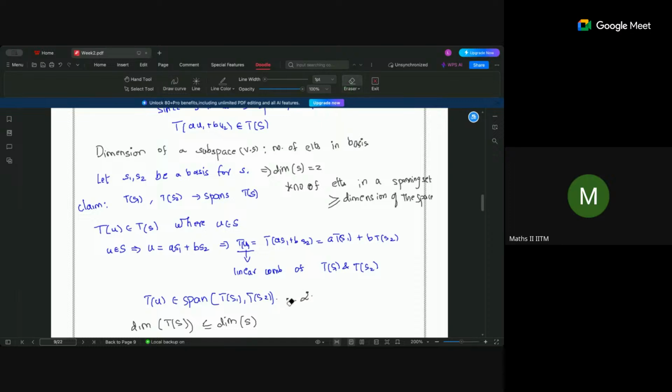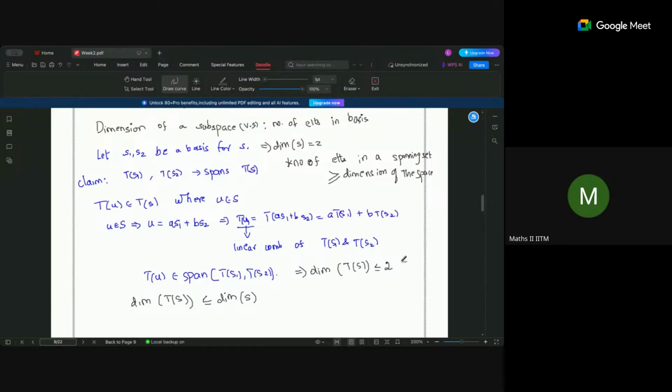Sorry, I did not write it correctly. The dimension is less than or equal to 2. So the dimension of T of S is less than or equal to 2. So are we done? Which is nothing but the dimension of S. Do you understand what's going on? If you want me to repeat, please tell me. I can repeat it quickly. Is it clear? Okay, fine.